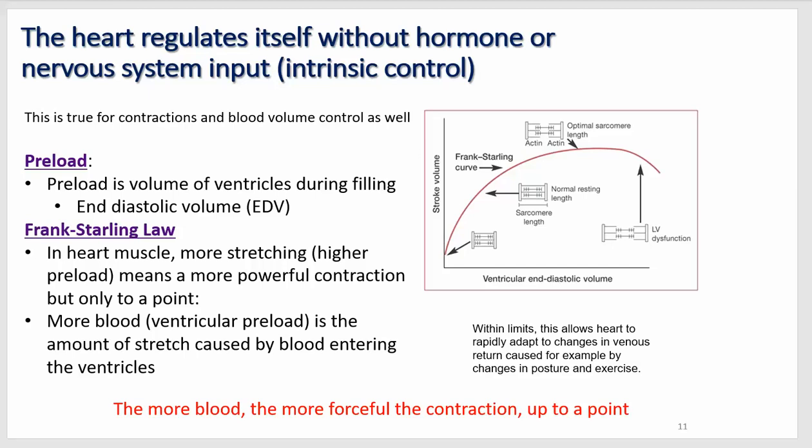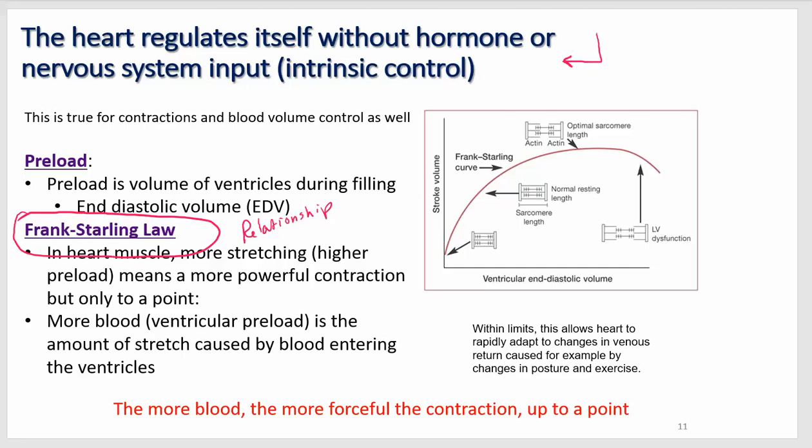All right. So, a couple of things here. The heart regulates itself without hormone or nervous system input. It has intrinsic control. What does that mean? Because we already know that we can speed up the heart and make the heart beat harder, increase contractility, by activating the sympathetic nervous system, and that's true. Or the parasympathetic to slow it down. But on a minute-to-minute basis, without any input from the sympathetic or parasympathetic nervous system, your heart has a certain amount of control, and it's based on this thing called the Frank-Starling law, or the Frank-Starling relationship.